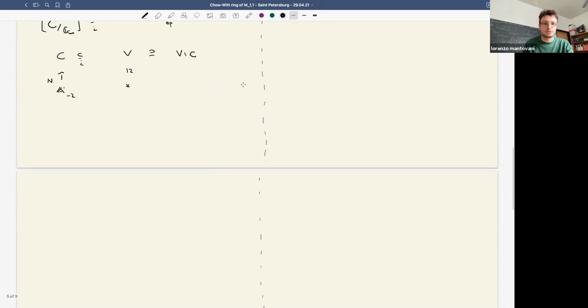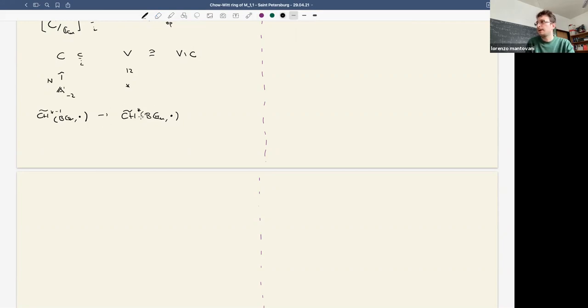So the localization sequence in Chow-Witt theory looks like this. You have a Chow-Witt of BGM. It is the Chow-Witt ring of BGM, but you have to be careful. I'm not writing the Chow-Witt ring of C, of course. So star minus one, BGM bullet. This is technically not i push forward, but is induced by i push forward.